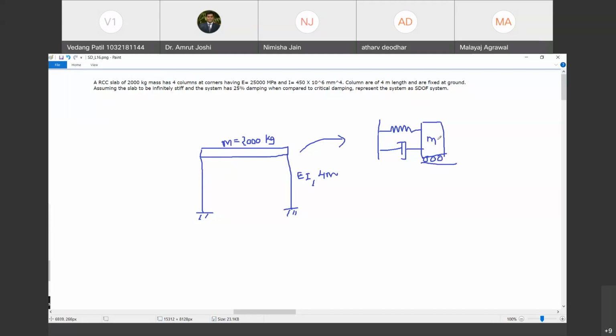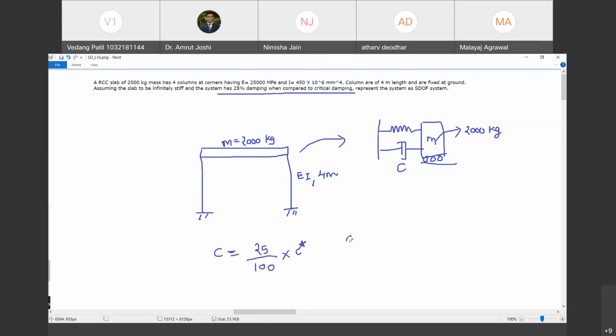So what is this M? In the representation of the single degree of freedom system, what is the value of M? M is 2000. Do you agree with me? Yes, sir. What is the value of C? What will the value of C be? The system has 25% damping when compared to critical damping. So what does it mean? The value of C is indirectly given. What is given? 25 by 100, 25% of C star. Do you agree with me?